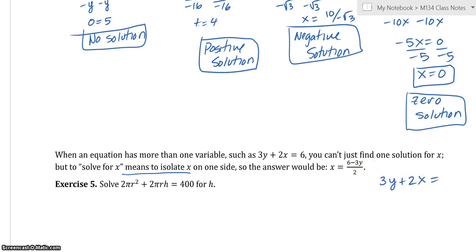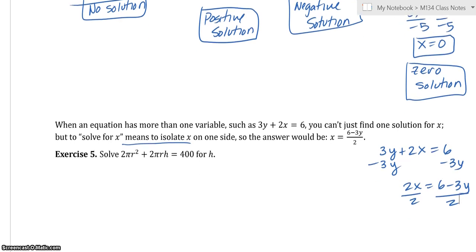We want to solve for x, so we're going to subtract 3y. You cannot combine those, so it's just going to be 6 minus 3y, and then you divide by 2. They just left it like that, didn't they? They didn't care about simplifying. Yes, 6 over 2 is 3.